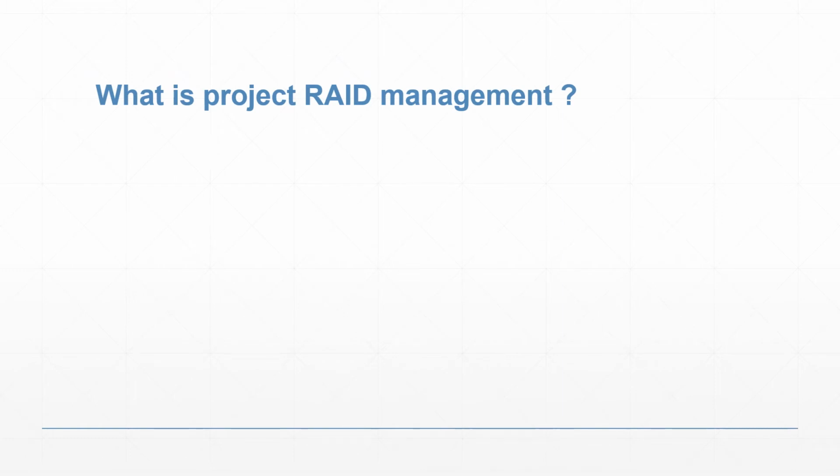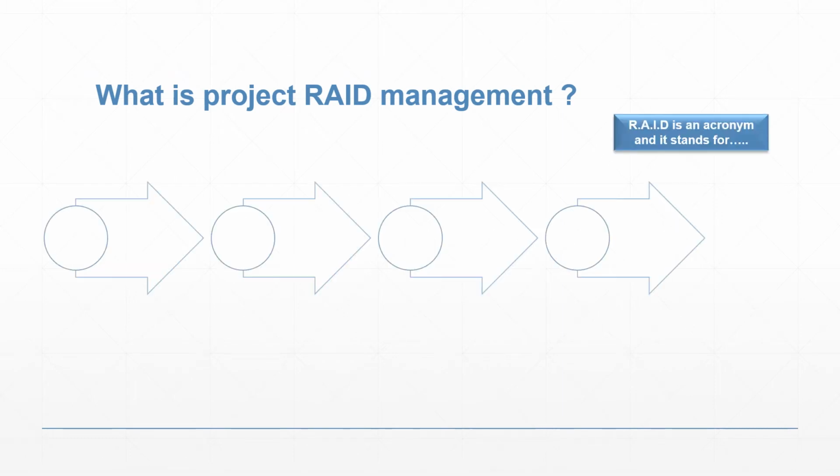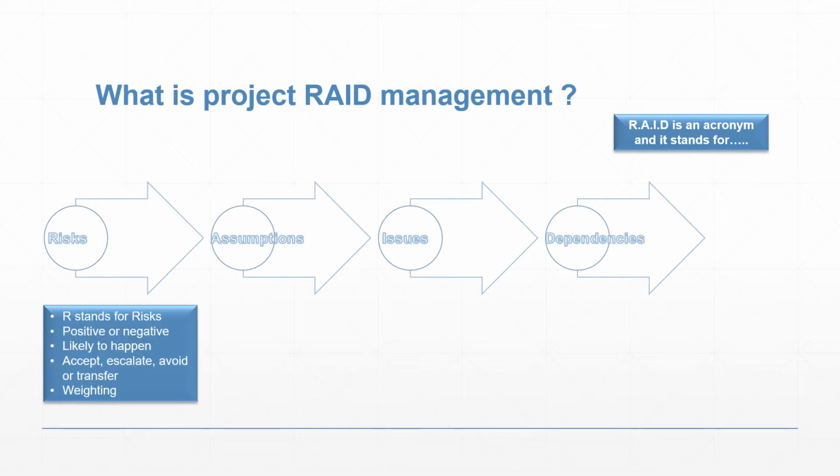Okay, so as we said before, RAID is an acronym and it stands for risks, assumptions, issues, and dependencies. So the R stands for risk, and risk can either be positive or negative. And as we all know, when you say something is risky, it implies that you haven't actually done it yet. You're just observing from where you're standing whether or not you should take it on board. So risks are things that haven't actually happened when we are talking about it in the project management context.